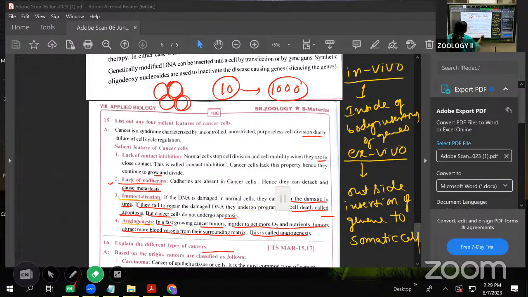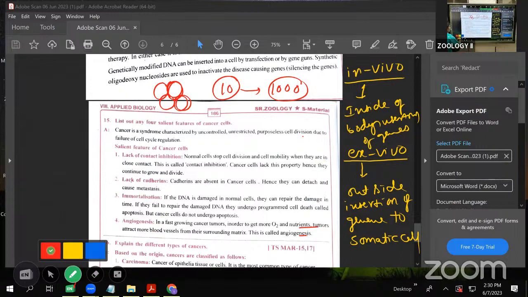Cancer cells mainly have some features. The four features we discussed already: first, lack of contact inhibition, lack of cadherins, and lack of immortalization. Cadherins means thread-like structures between the cells. Immortalization means that in normal cells, if the DNA is damaged, they automatically die, but cancer cells do not die. That we call immortalization.